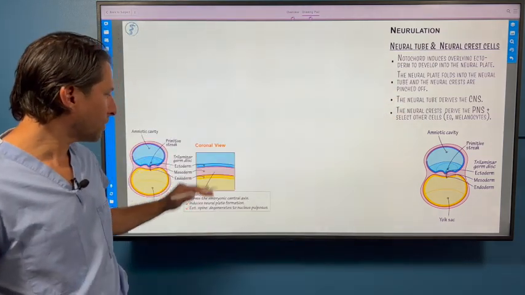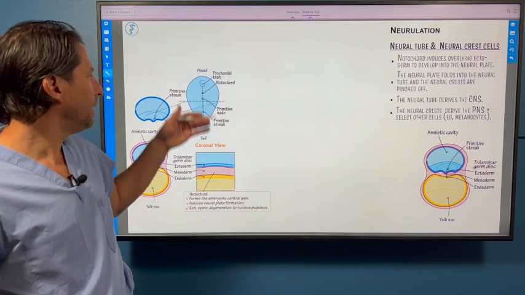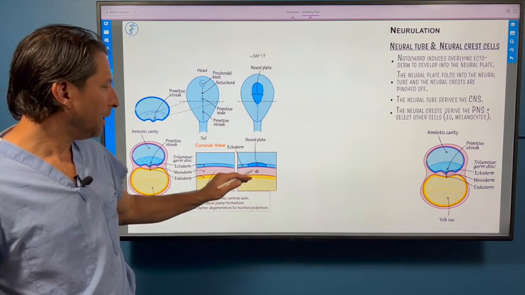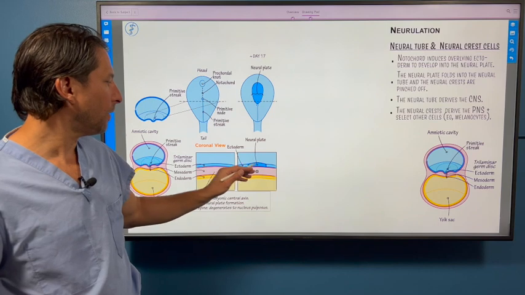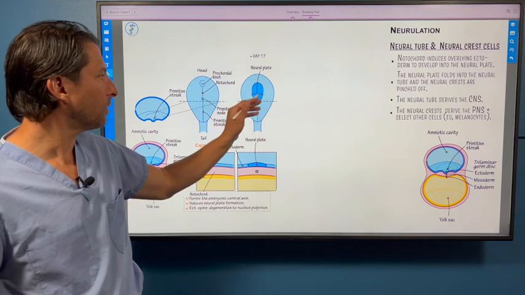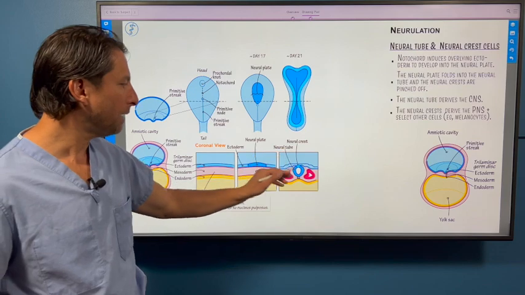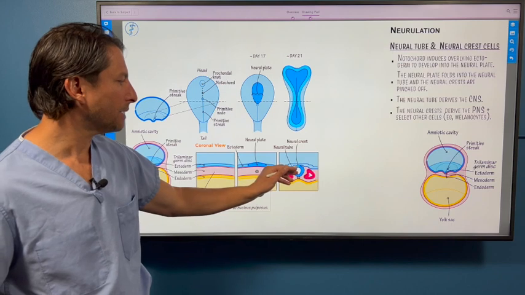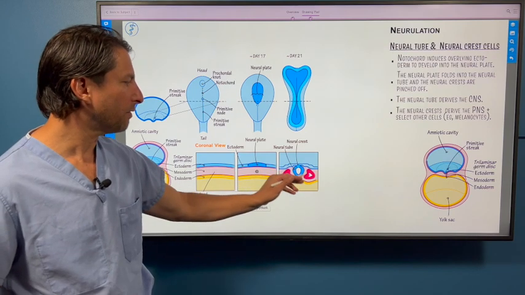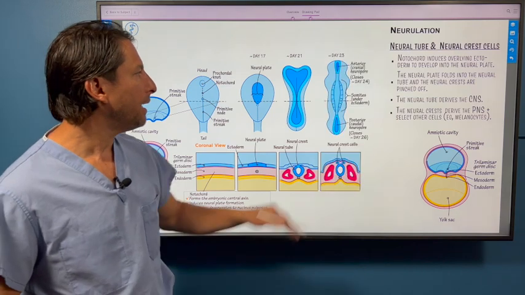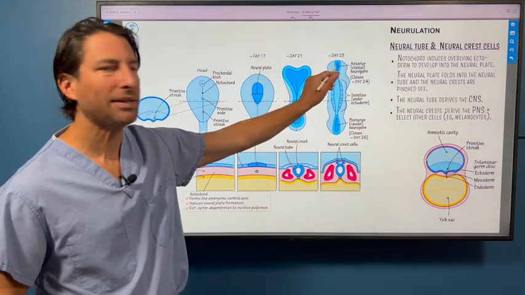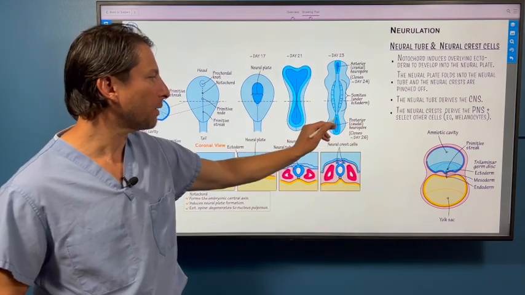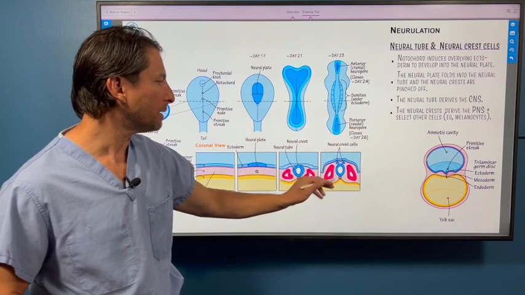So here's our trilaminar germ disc in coronal view, and then this is an axial view of the ectoderm here. So again, notochord within the mesoderm induces this ectoderm to form this neural plate here. Neural plate folds into this neural tube. We can see this folding pattern here. Neural crest cells dorsally, and then these somites flanking the neural tube. And then on day 24, this anterior cranial neuropore closes, and day 26, this posterior or caudal neuropore closes.